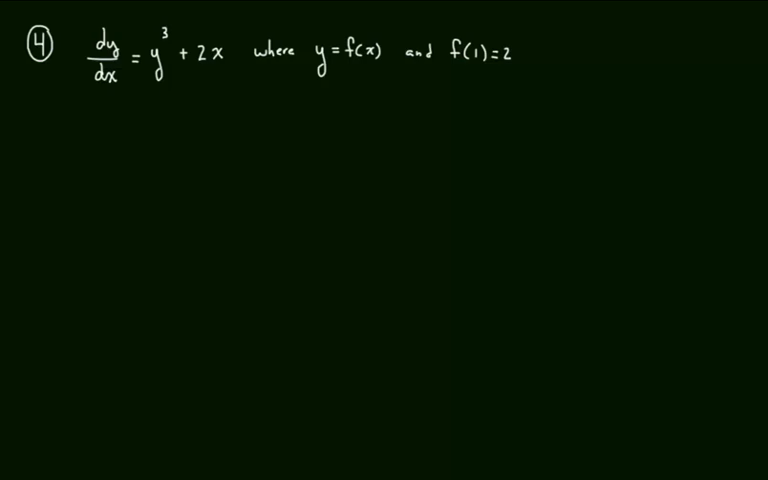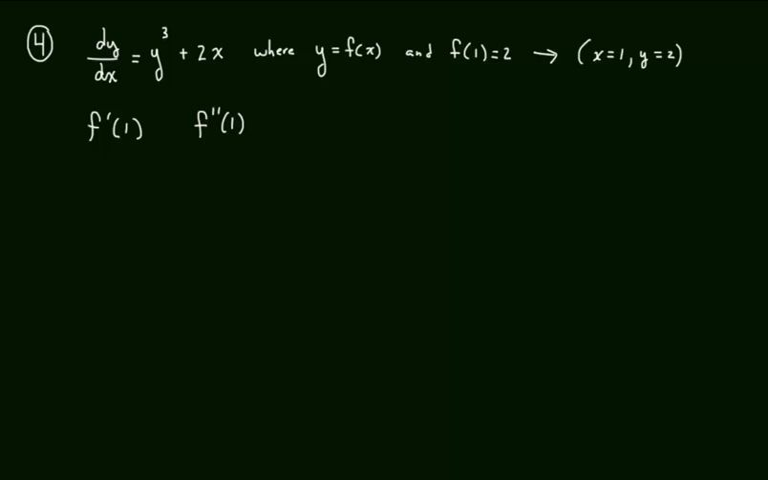Okay, example number 4, dy/dx equals y cubed plus 2x, where y is a function of x and f of 1 equals 2. That condition tells us that the ordered pair x equals 1, y equals 2 falls on the curve, falls on the function. The question wants us to find f prime at 1 and also f double prime at 1.